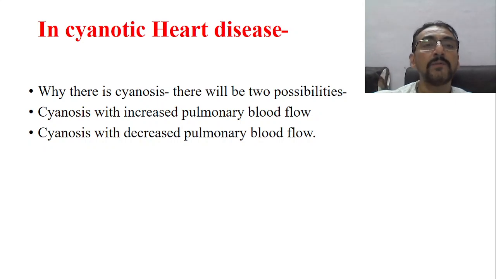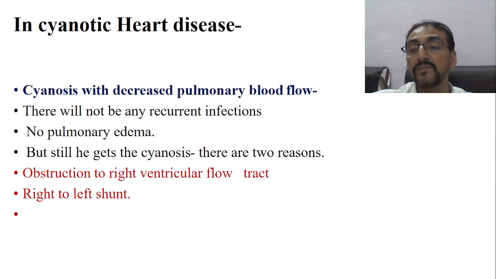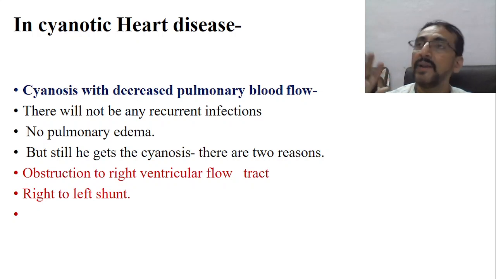So first we will go for cyanotic heart disease where there is decreased pulmonary flow. Cyanosis is there but pulmonary flow is decreased. That means blood is not entering much into the pulmonary trunk or into the lungs. The blood flow into the lungs is not much. We have seen in VSD that a lot of blood goes to the lungs. Now cyanosis with decreased pulmonary blood flow, so where can it occur?